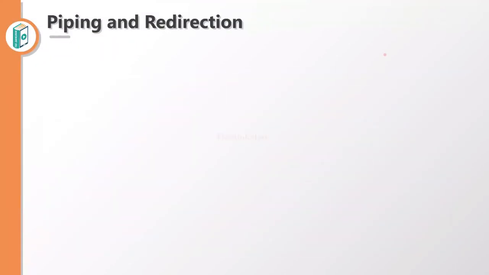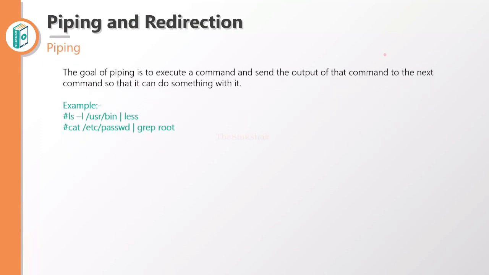Now our next is piping and redirection. Piping क्या रहता है? The goal of the piping is to execute a command and send the output of that command to the next command so that it can do something with it. मतलब जो भी कमांड एग्जीक्यूट करना है वो एग्जीक्यूट करके उसका आउटपुट दूसरे कमांड को ट्रांसफ़र किया जाता है सो दैट इट कैन डू समथिंग विथ इट. लेट्स सी विद ऑन कमांड लाइन.